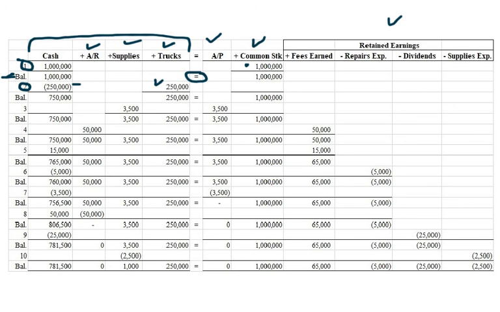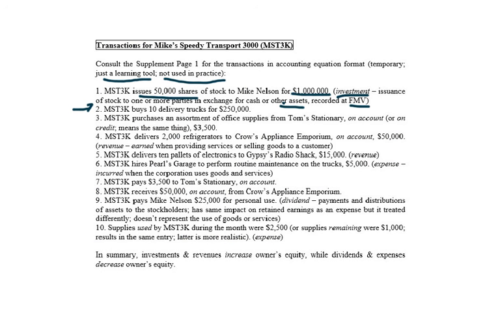All right, so again, our balance is still $1 million equals $1 million here. I will not belabor that point, by the way. I'm just pointing it out briefly. But we've seen that the composition of assets has changed, not the total. So we went from $1 million in cash to now $250,000 in trucks and $750,000 in cash. Same total assets, just how they manifest is a little different. All right, so we'll go and look at transaction number 3.